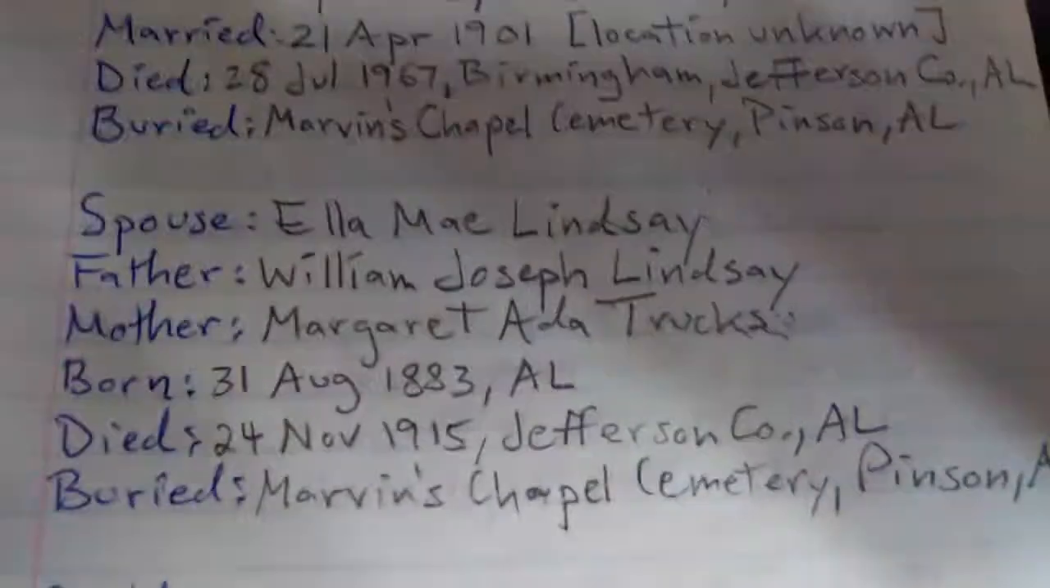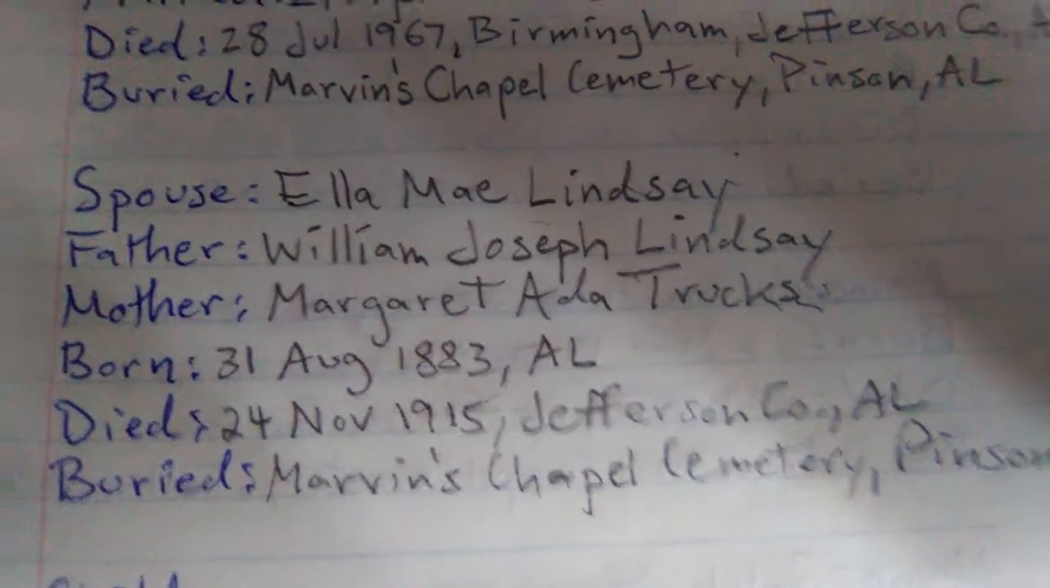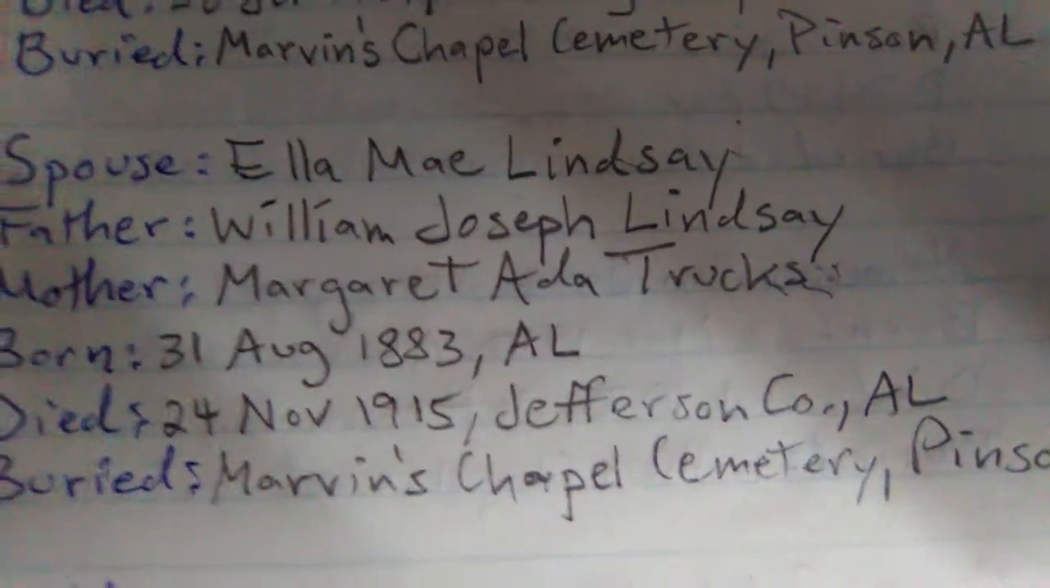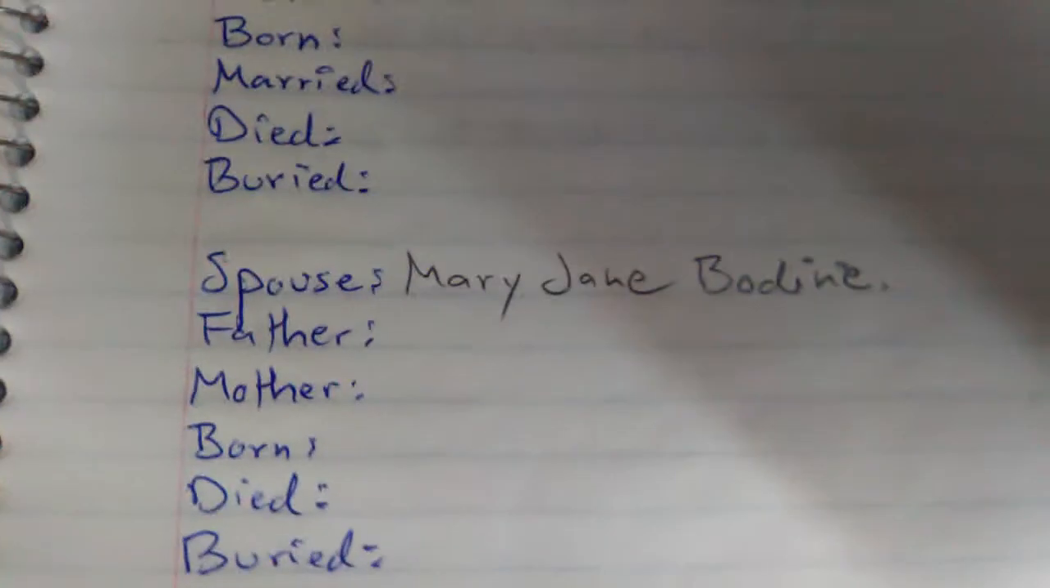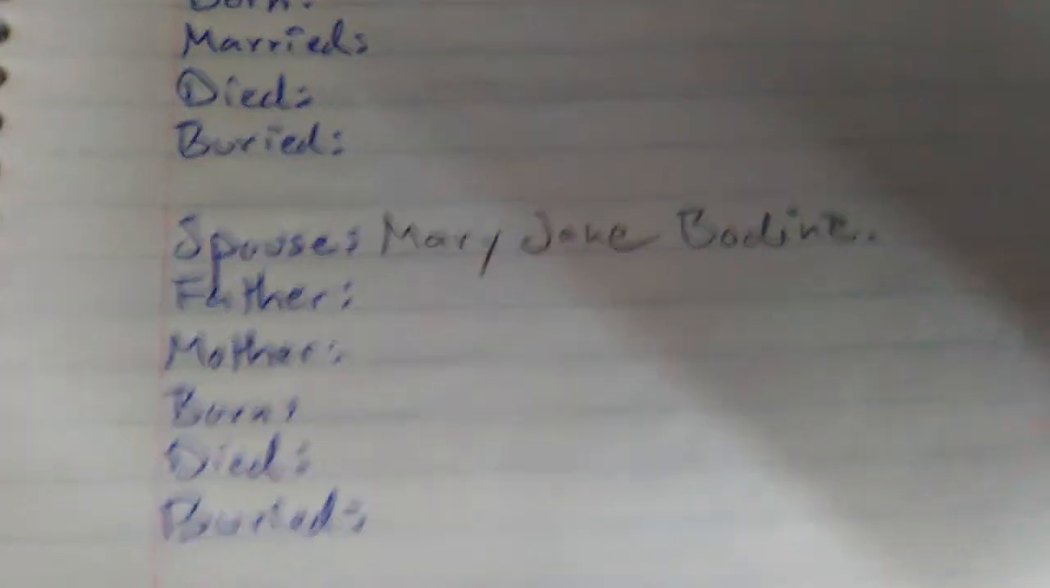You could also start a family group sheet for Ella Mae Lindsay's parents, my other great great grandparents, William Joseph Lindsay and Margaret Ada Trucks. The same way that you've got here, you've got James Silas Jernigan and Mary Jane Bodine, you could have William Joseph Lindsay and Margaret Ada Trucks. And then down here, for one of their children, you could have Ella Mae Lindsay and her information, because you already got that here.